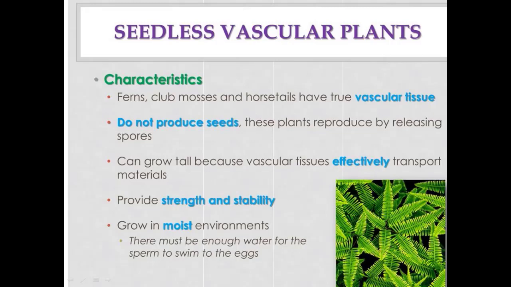Also, they grow in moist environments, and there must be enough water for the sperm to swim to the eggs. So in this way, reproduction takes place in these plants, which are the seedless vascular plants.